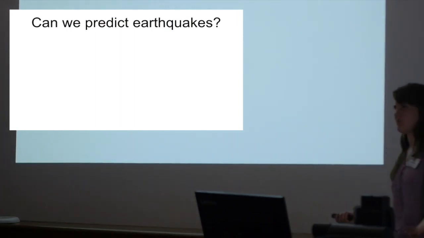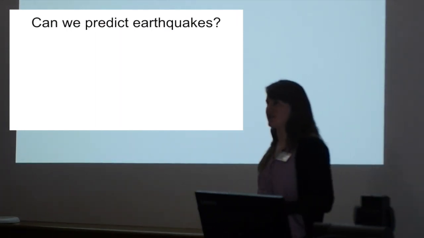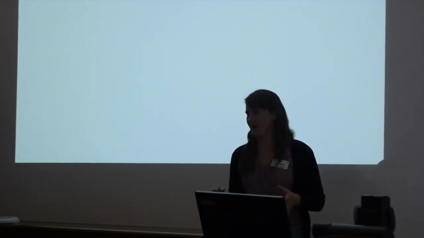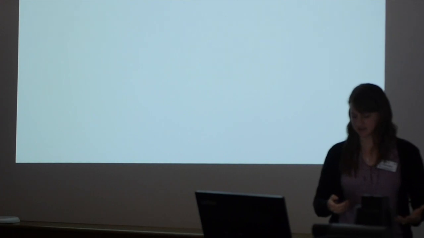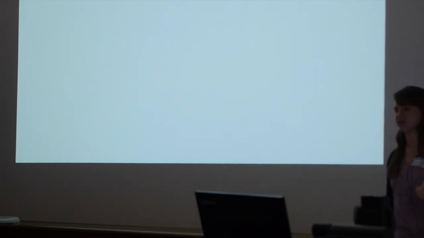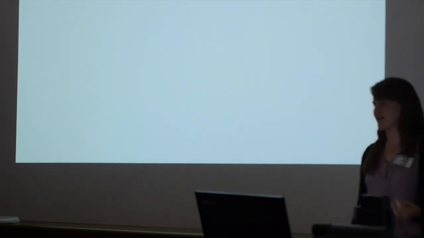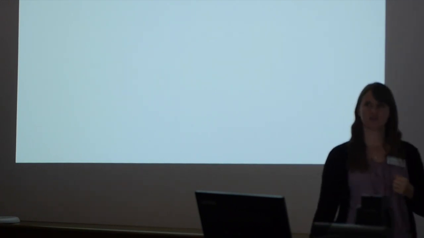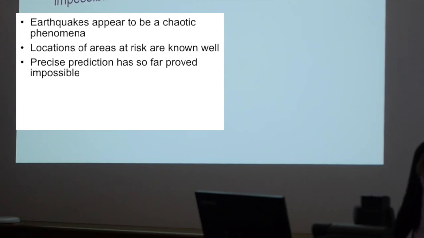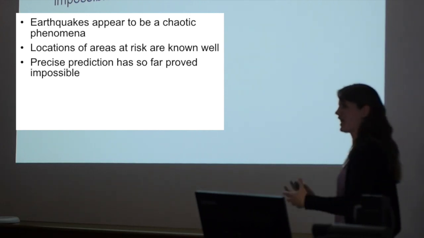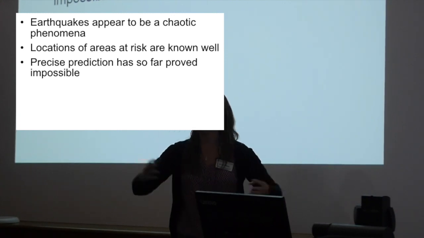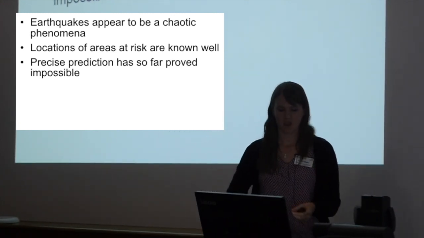So this is kind of the big question. As someone who researches earthquakes, this is probably the question I most commonly get asked. Can we predict earthquakes? The short answer is no. The slightly longer answer is we can start to get a feel of where earthquakes do and don't happen. Because earthquakes appear to happen pretty chaotically. We can't say tomorrow at 5 o'clock there's going to be an earthquake and it's going to be this big. We can't do that.